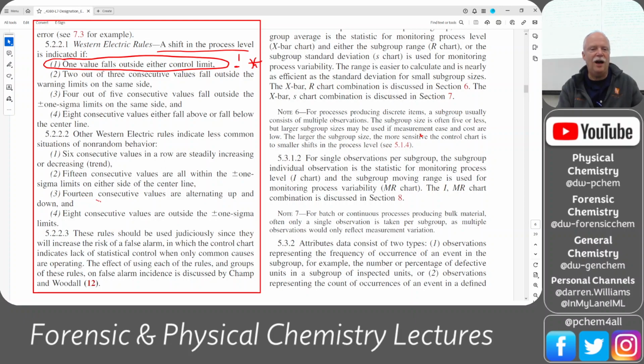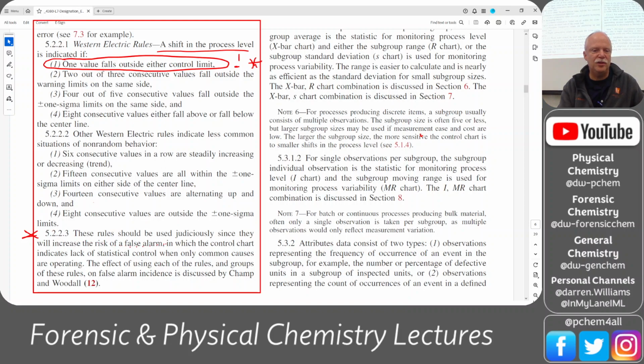Okay. Alternating up and down. There's some processes that cause your data to go up and down, up and down. And so this, again, 14 consecutive points going up or down, or 8 consecutive values outside of plus or minus 1 sigma. So these, you see all of these different rules, but this is the key right here.